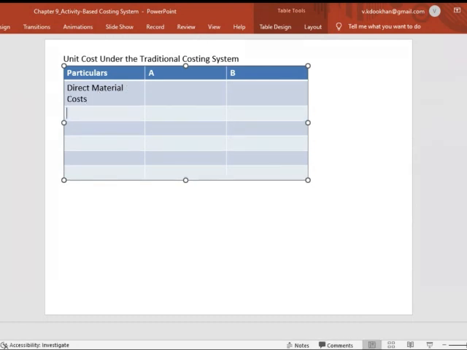Second, we have the labor cost. So we are going to include here direct labor cost. We are going to come to the figures in an instant. And then third comes the overheads. Directly the overheads. We are not going to separate the overheads into the different categories. Directly total overheads.